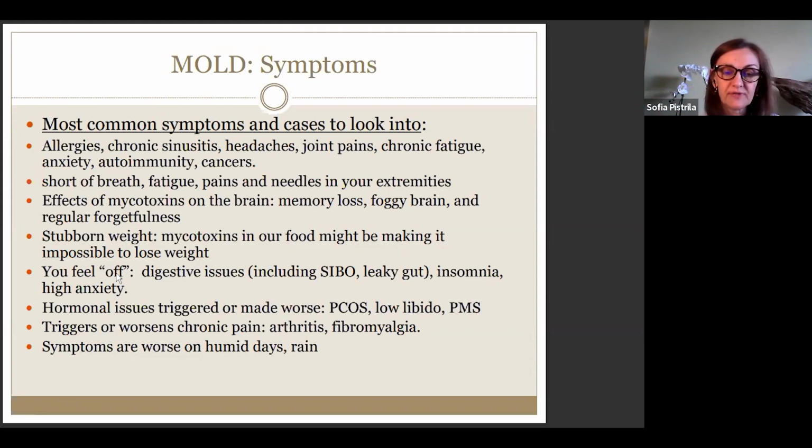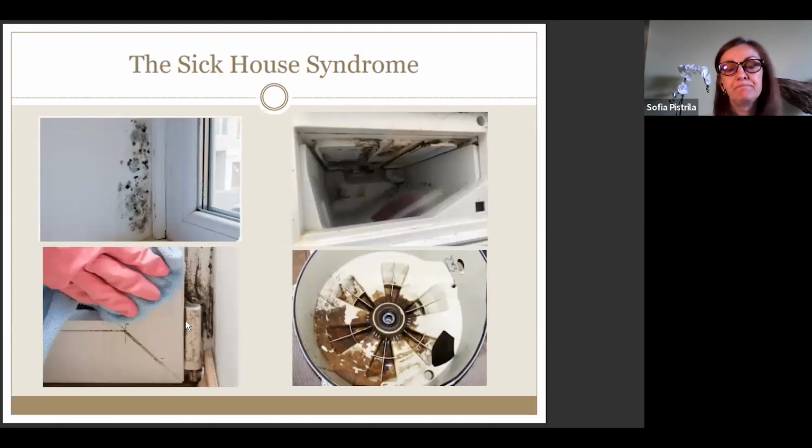You feel off, digestive issues, including SIBO, leaky gut that cannot heal no matter what you do. It's worked 1,000 times, but now this particular person is not responding. Insomnia, anxiety, hormonal issues of all sorts. Triggering worsening chronic pain, like fibromyalgia. For instance, you go to the cottage for a good two weeks, and suddenly your pain goes really high because the cottage has mold. Symptoms are worse in humid weather and whenever it's rainy outside.